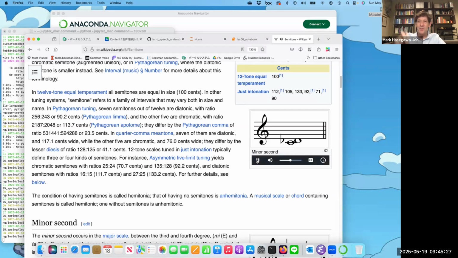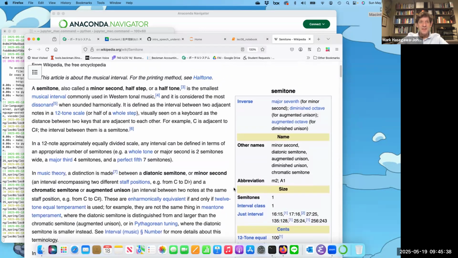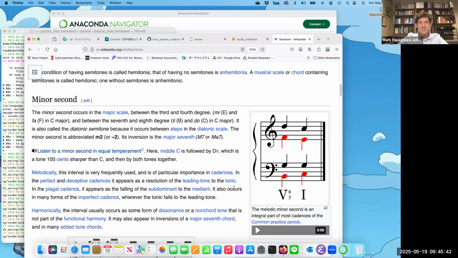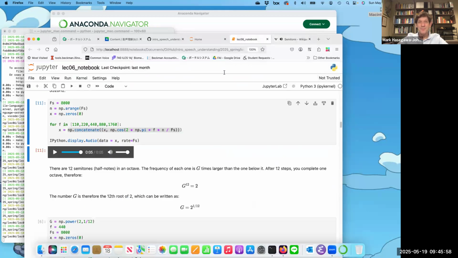So those 2 notes are being played together. That's C, D flat, C, middle C, D flat, C. So this is a pair of notes a semitone apart. It's sometimes called a minor second. Here are some examples of minor seconds, tones that are exactly one semitone apart. It's used in a certain style of music.